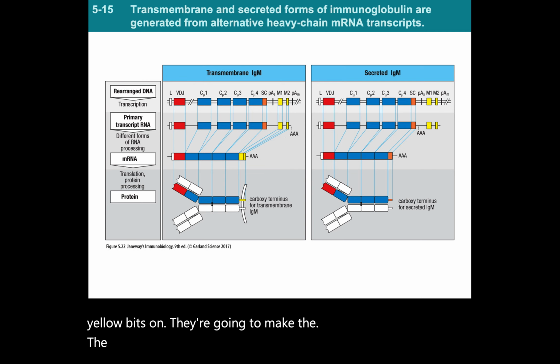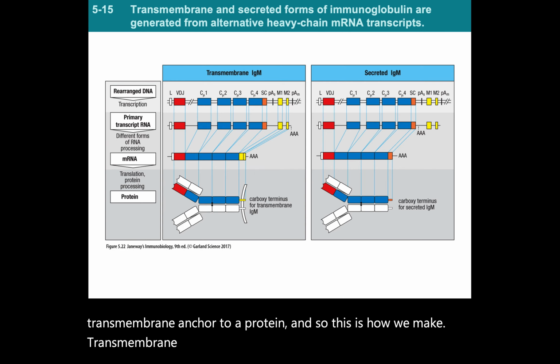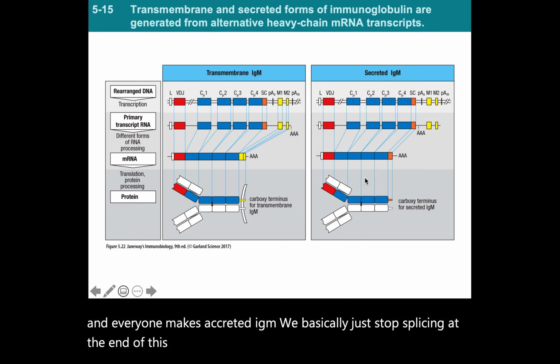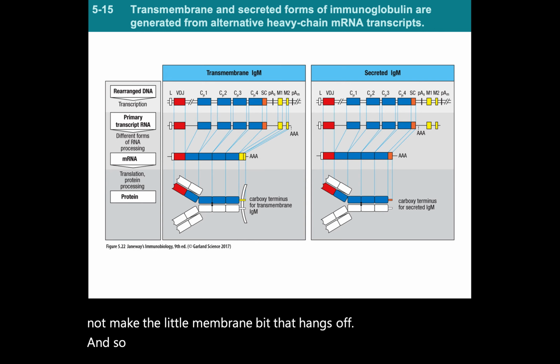So the M1 and M2 regions are actually going to add a transmembrane anchor to a protein. And so this is how we make transmembrane IgM. We just splice those so that they get added on here. And if we want to make secreted IgM, we basically just stop splicing at the end of this, and we get rid of those yellow regions so that we do not make the little membrane bit that hangs off. And so you end up with an antibody that is not bound to the membrane.